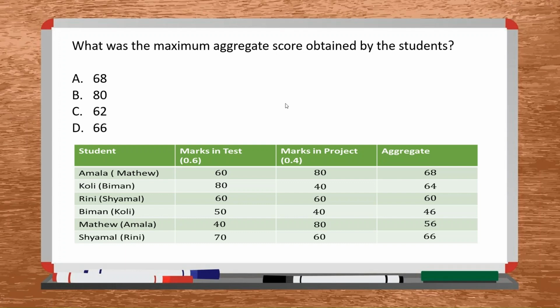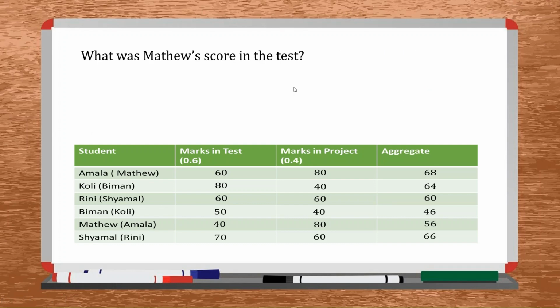Next question is, what is the maximum aggregate score obtained by a student, which we know was Amla, and Amla has the score of 68. Therefore, option A is the right answer. Then, what was Matthew's score in the test? So we know Matthew's score in the test is 40. Here, right here in the second last column. So the answer here is 40.